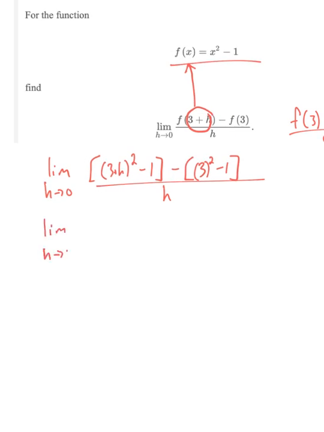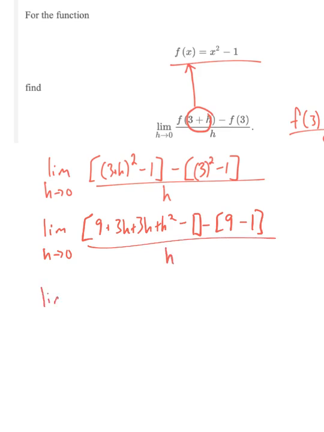So now we've just got some algebra to do. Still got the limit as h approaches 0. So this first guy is 3 squared, which is 9, plus 3h plus another 3h. Do I want to show every step? Sure. Plus h squared minus 1 minus 9 minus 1. We'll just leave it like that. Okay, if I clean this up, I'm still taking the limit as h approaches 0. This first guy, 9 minus 1 is 8, plus 6h plus h squared minus 8 all over h.